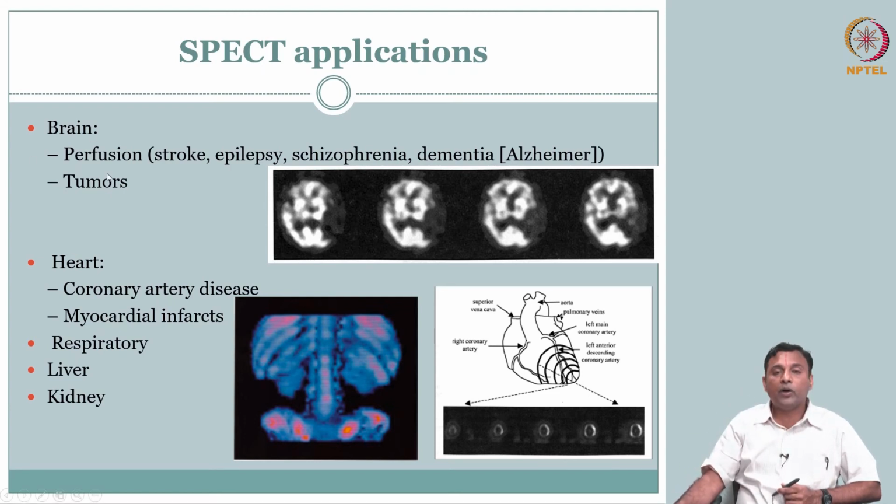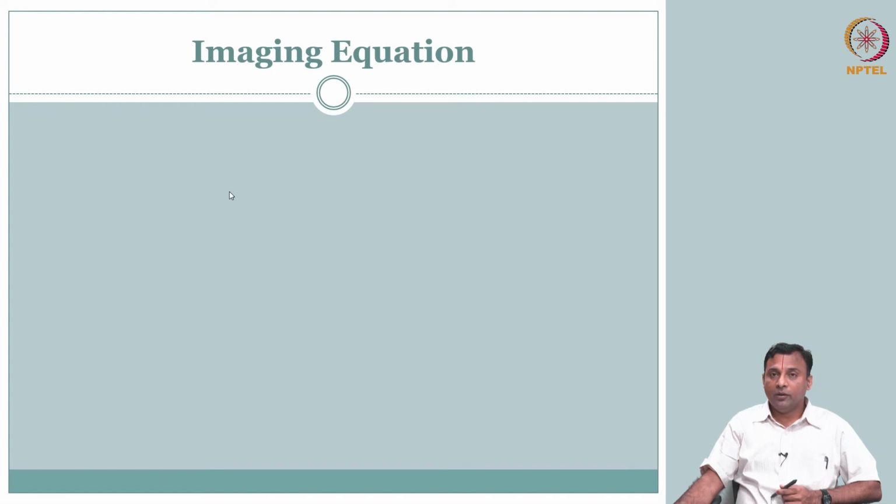So, brain is a very important functional aspect; imaging for the brain is an important application, tumors, right, and the rest of it is the usual suspects: your heart, respiratory, liver, kidney, you could do all of this. So, this is quite popular, but more popular is your PET, okay. We will see why PET, what is the imaging equation for PET.